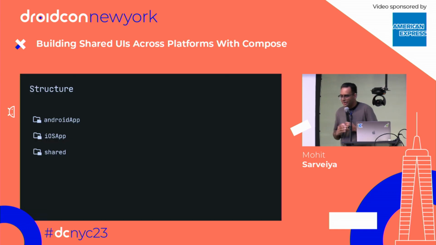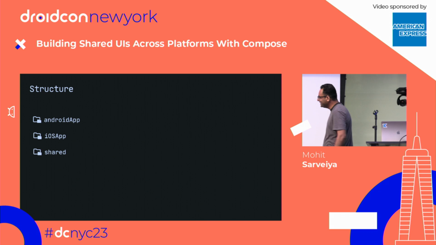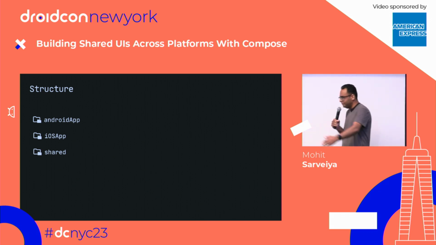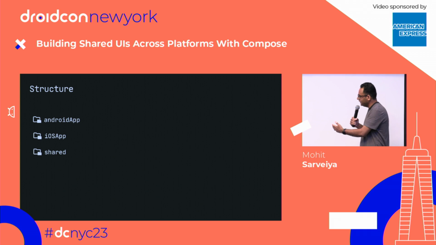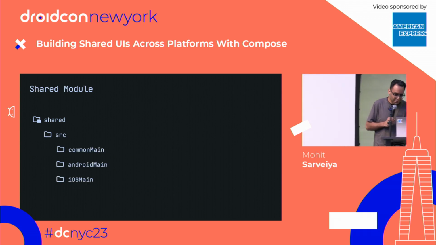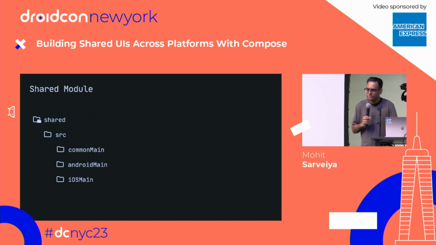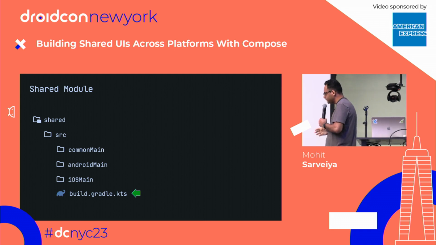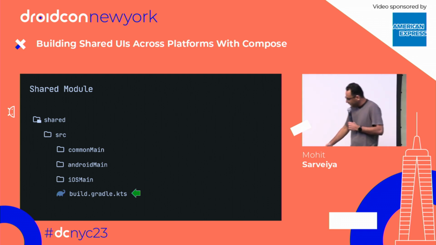The structure that you get of the app looks something like this. It has desktop, but who cares about desktop? I removed that. So you got the Android app, the iOS app, and you have a shared folder. This is where we're going to add our shared code: common, Android main, iOS main. And by the way, I hand drew these icons in Keynote because I'm very proud of that.